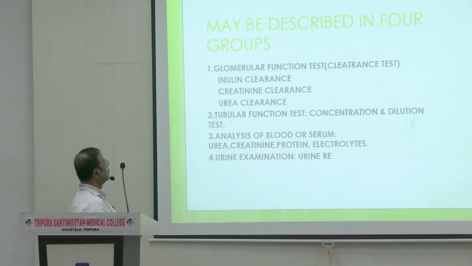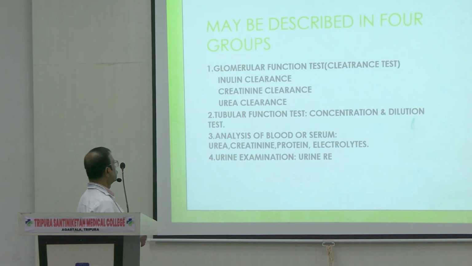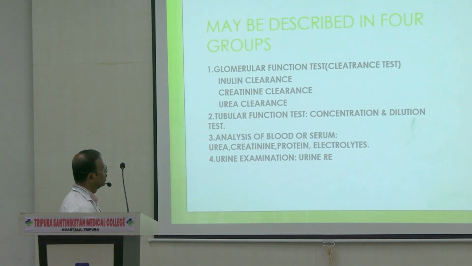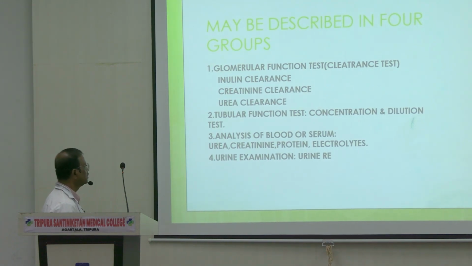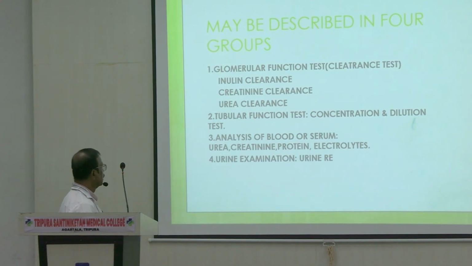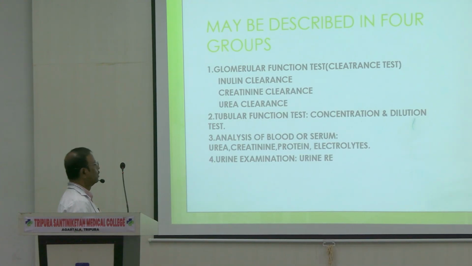The test can be divided into 4 groups. Glomerular function test, this can be determined by inulin clearance test, creatinine clearance test, urea clearance test. Clearance tests are meant for determining the glomerular function test.